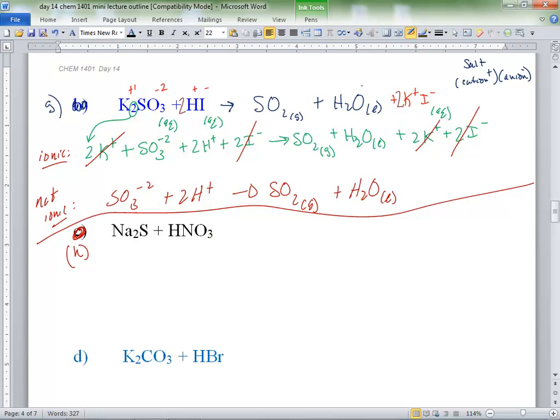Wait, so would this be the molecular already? Yeah, this is the molecular. So we're writing the molecular. So we need 2 Na's. So you have to put a 2 out front here. But then we screw up the nitrates, so you got to put a 2 in front of that one.